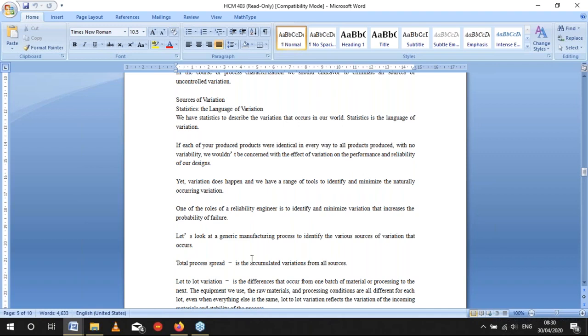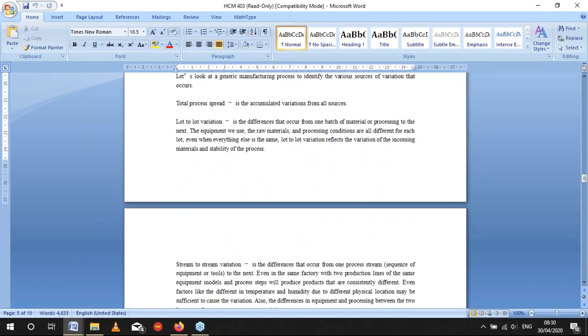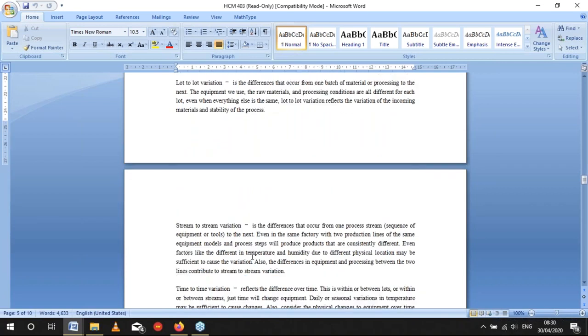Then we have lot to lot variation, L-O-T. Lot to lot variation is the difference that occurs from one batch of material or processing to the next. Just know it like that. The second one is stream to stream variation. This is the difference that occurs from one process stream to the next process stream.